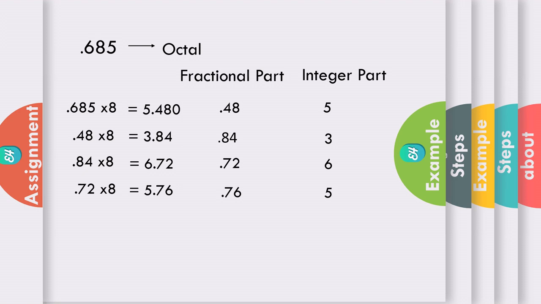Now we will make a note of all the integer parts in forward order, that is from top to bottom. So 0.685 in its octal equivalent is equal to 0.5365.